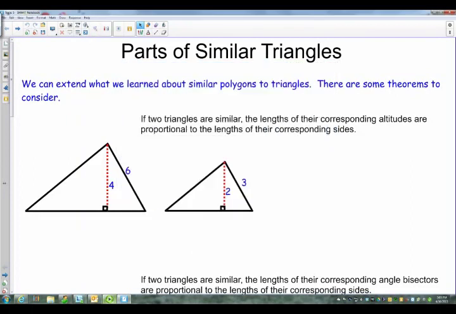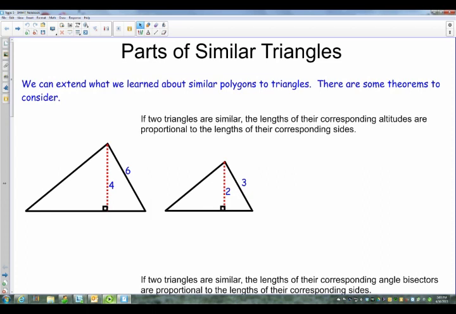Today we're going to look at the next section, which is parts of similar triangles. In the last section we talked about similar triangles. Hopefully you got an idea of what we're looking at. This one we're just going to extend it and pick out a few different things that are important to know. Okay, so we're going to look at a few theorems.